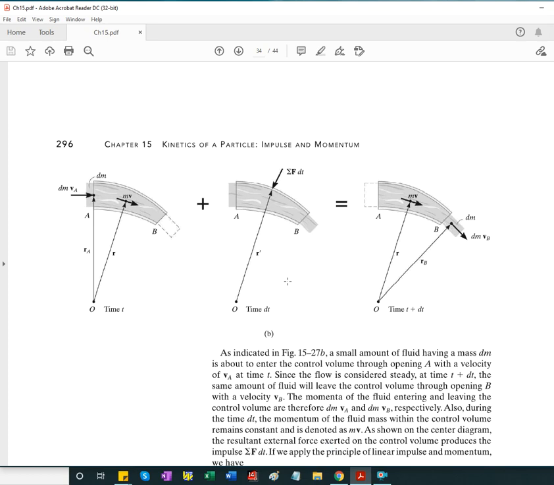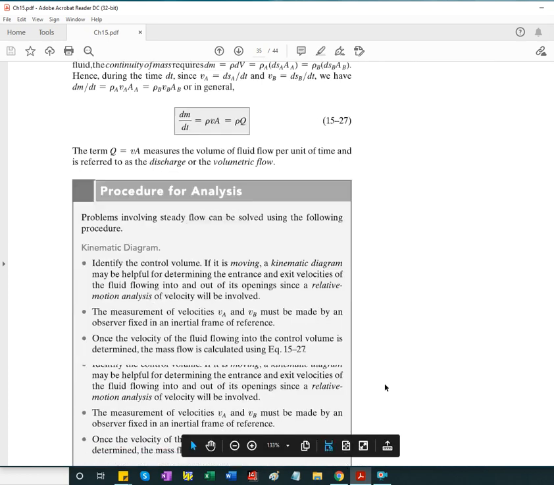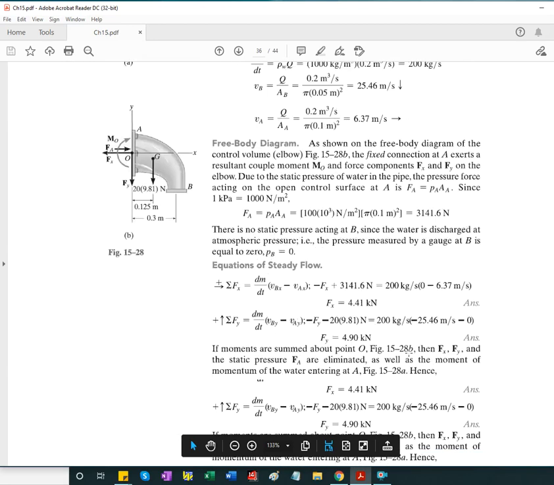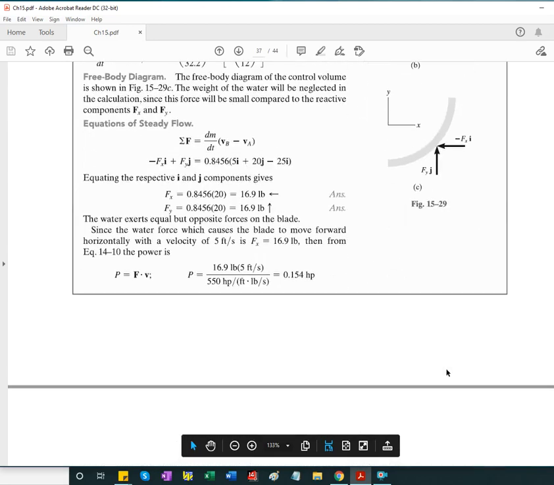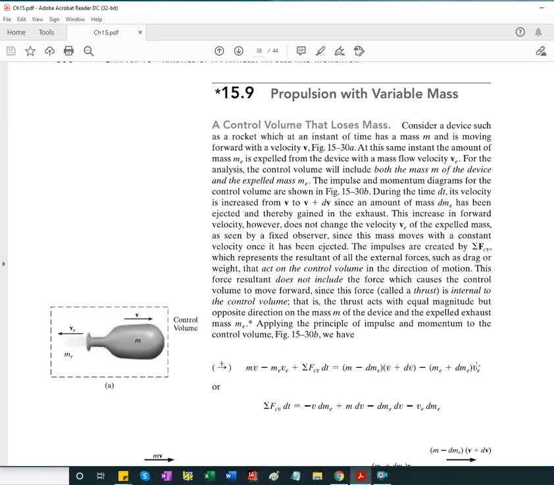Okay, and then propulsion is variable mass. There's a star here. Certain professions make more use of this. Let's say you work for SpaceX or Blue Origin or NASA, and it's not only rockets, there are airplanes that lose mass as they travel. You know, they burn fuel.